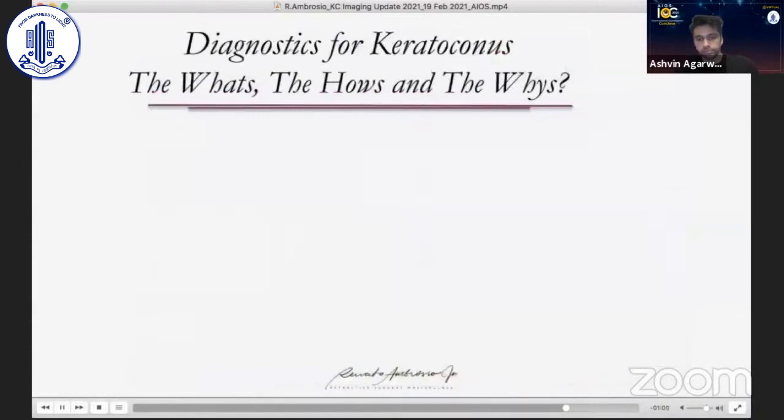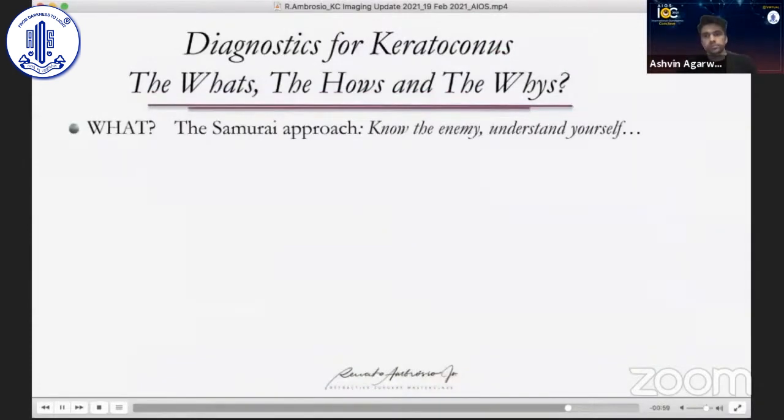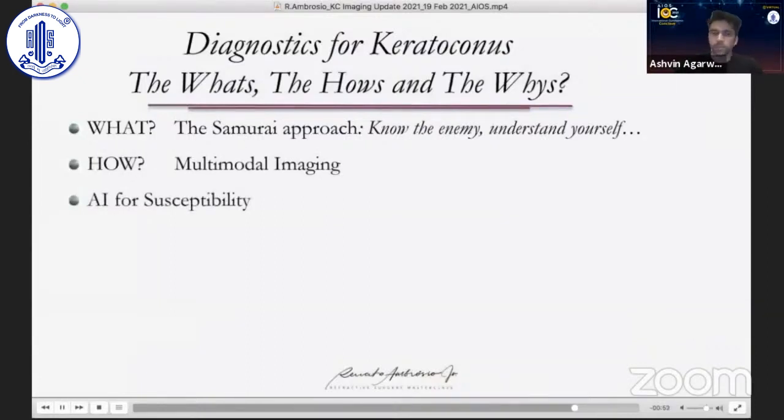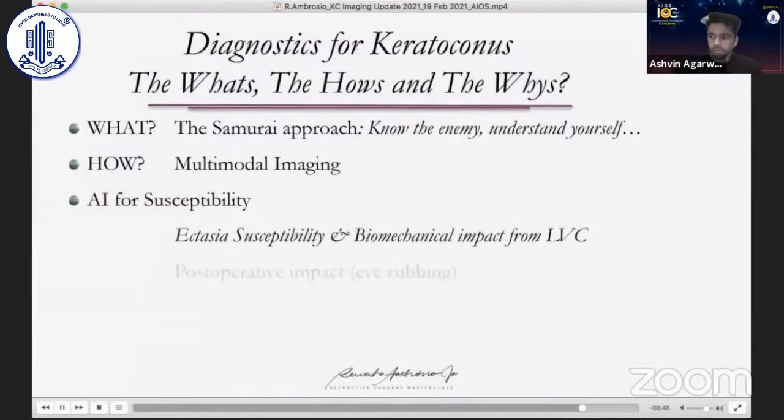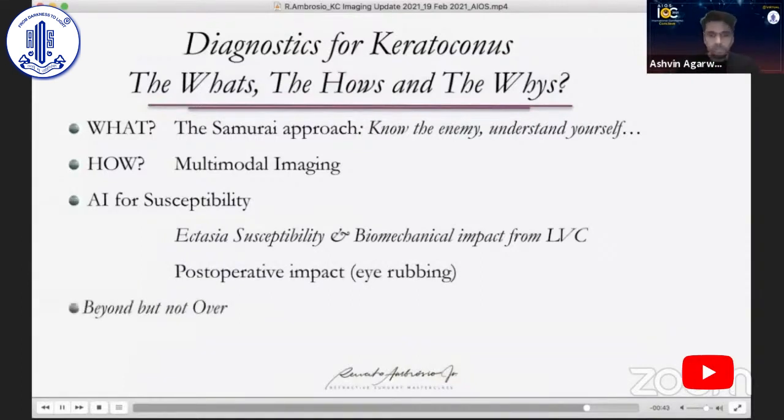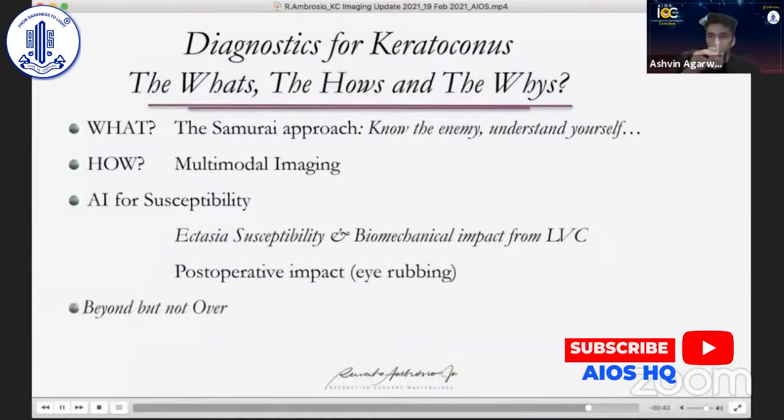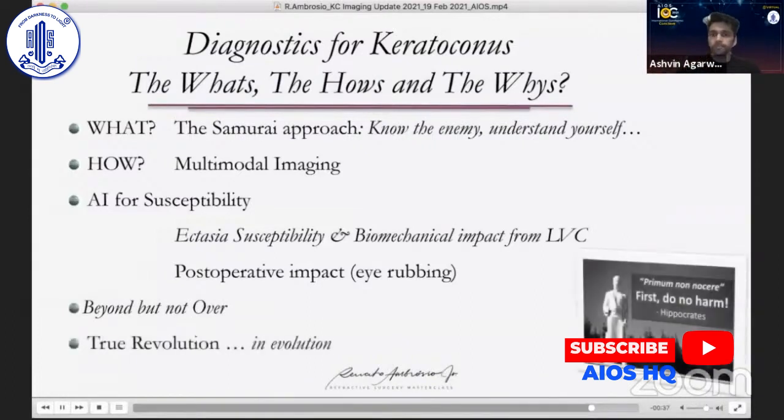So when we think about diagnostics for keratoconus, we have to understand what we're trying to approach, how we do that with multimodal imaging, and understand that artificial intelligence is key for understanding susceptibility, and understanding susceptibility based on the impact from surgery, and of course, telling the patient not to rub the eye. It's always the concept of going beyond, making progress, not forgetting what we have understood, and it is a true revolution that's still in evolution.